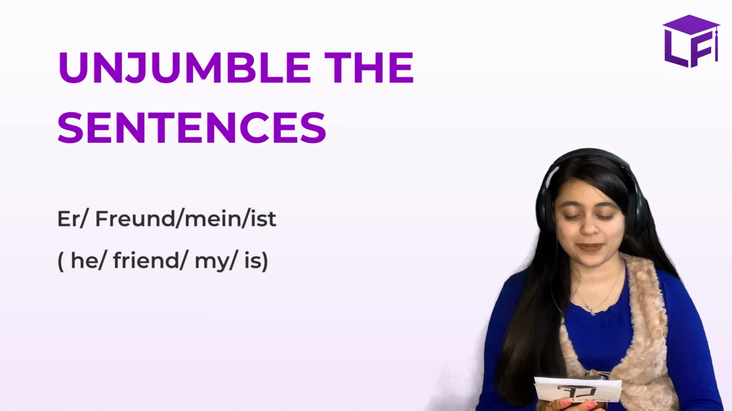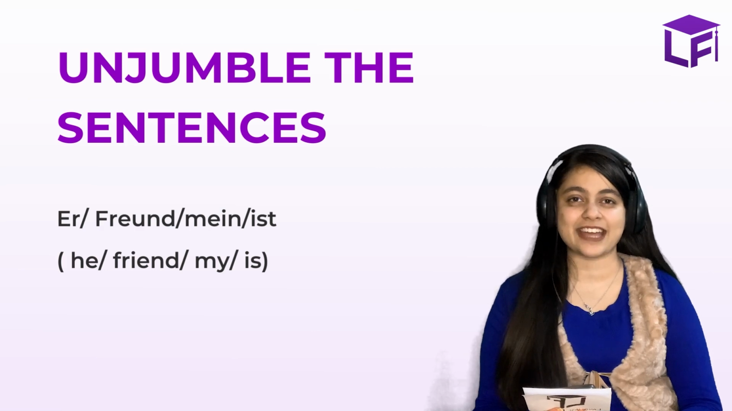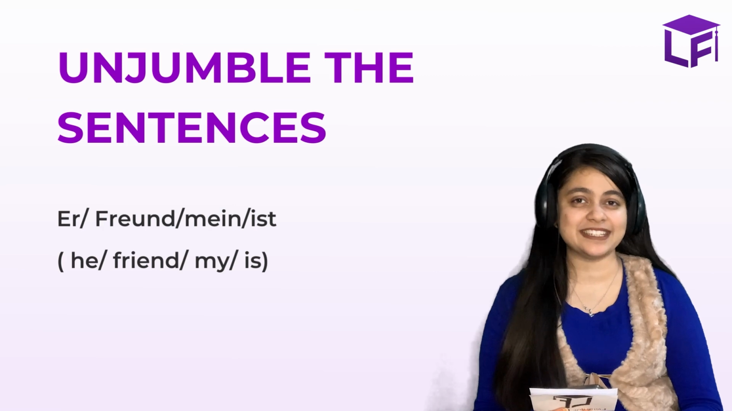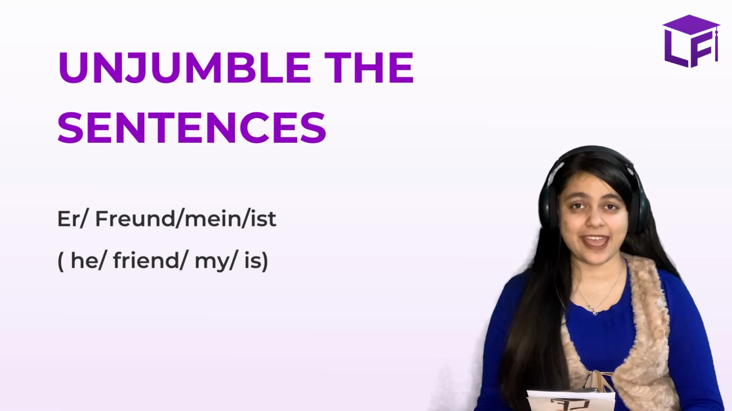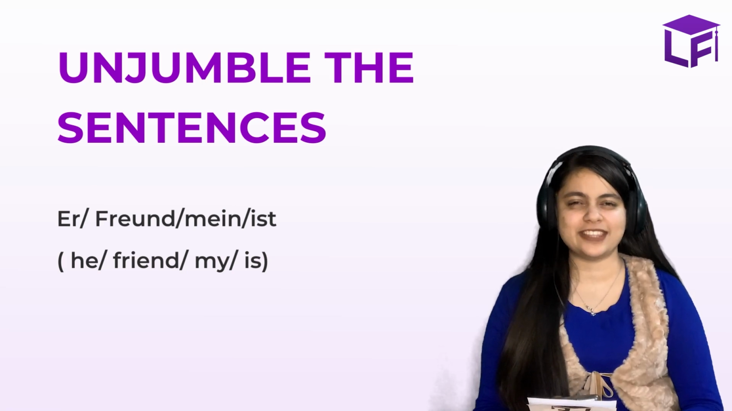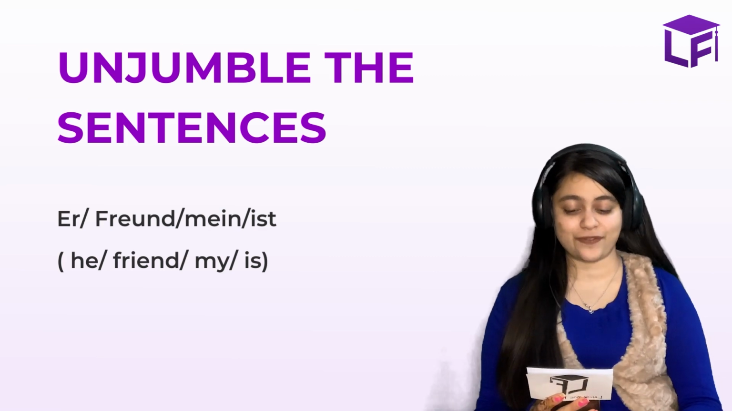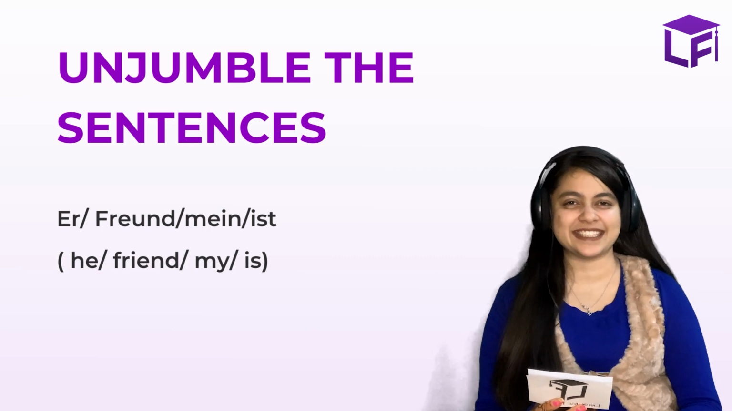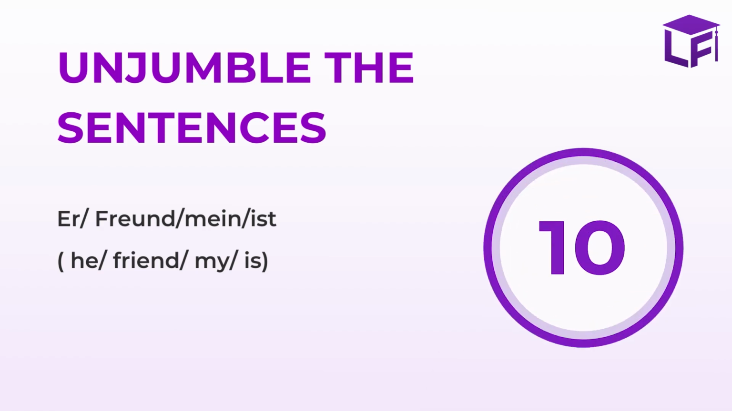The second jumbled sentence for you says Er / Freund / mein / ist. Okay? Er, Freund, mein, ist. Now this in English means he / friend / my / is. Okay? I'm giving you 10 seconds again. Think correctly.